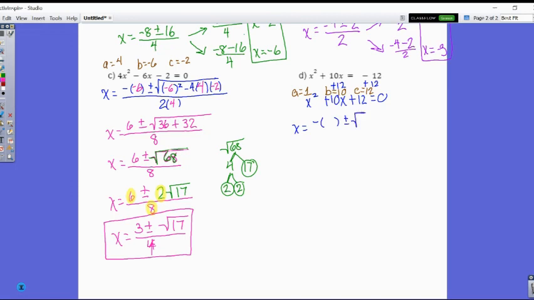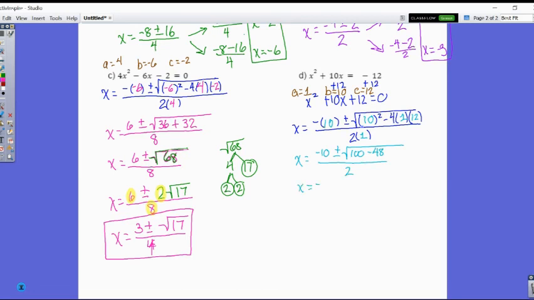I use these to plug into my formula. Negative b plus or minus the square root of b squared minus 4 times a times c, all divided by 2a. And so I fill in these values. My b is a 10, a is a 1, c is a 12, and a is a 1. So we gotta simplify this stuff. So I've got negative 10 out in front, plus or minus the square root of. Now 10 squared there puts me at 100. Now I've got negative 4 times 1, that's negative 4, times 12 is negative 48. This is all divided by 2 times 1 is 2.